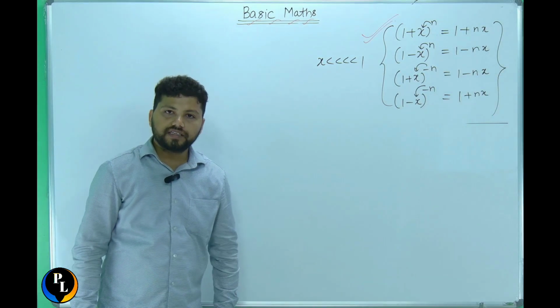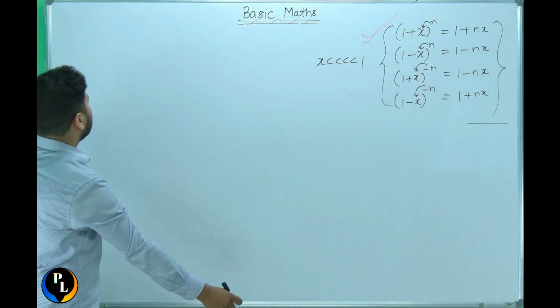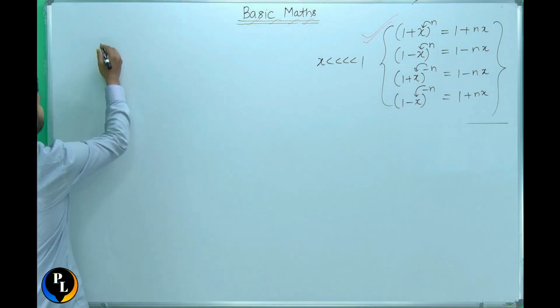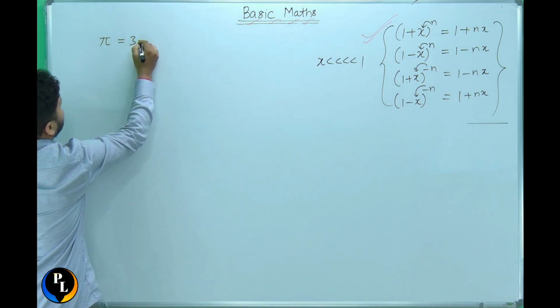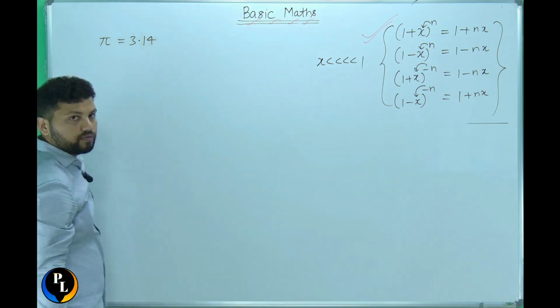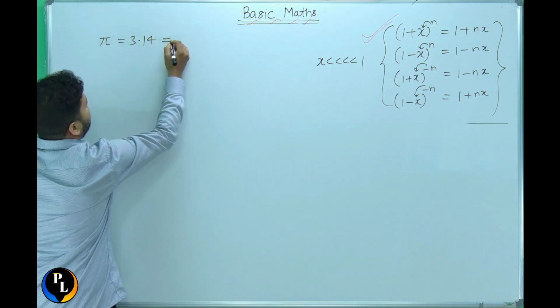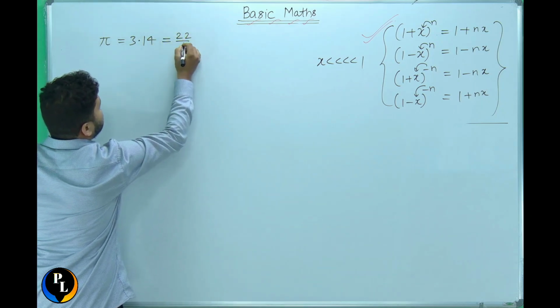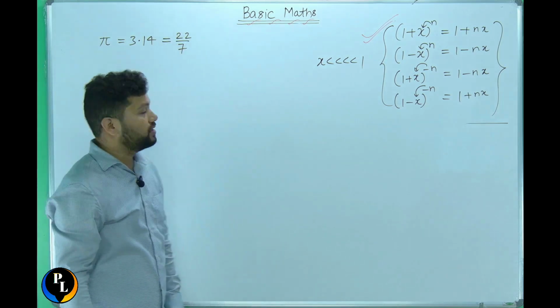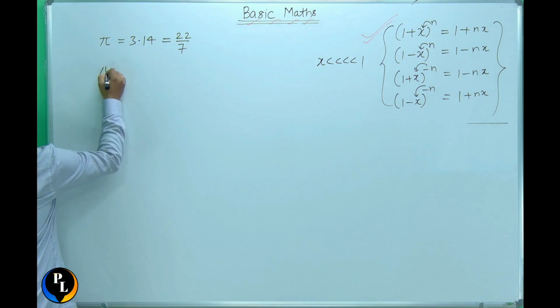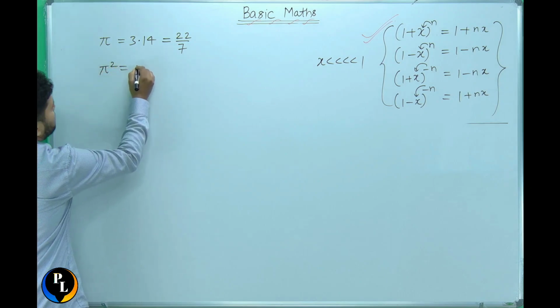Now let's discuss some more calculation. For example, as we know, suppose pi is equal to 3.14. And we know already pi is also equal to 22 by 7. So pi square we can write as small g.